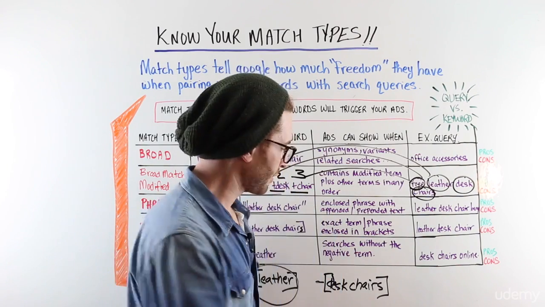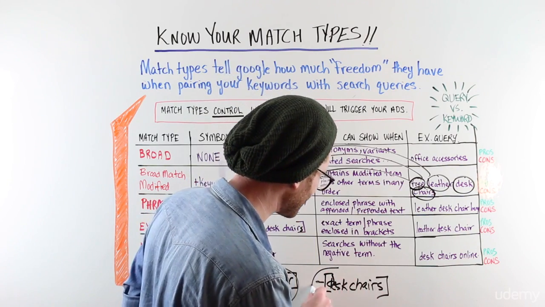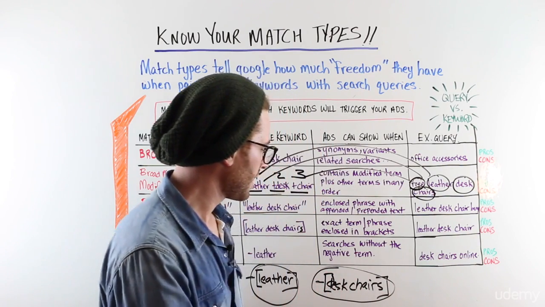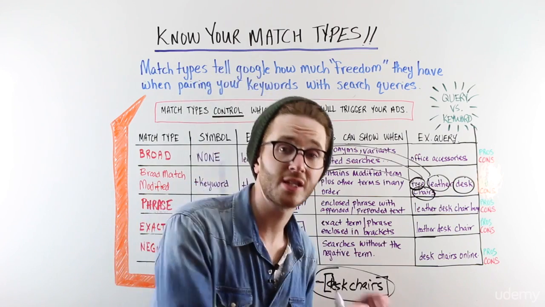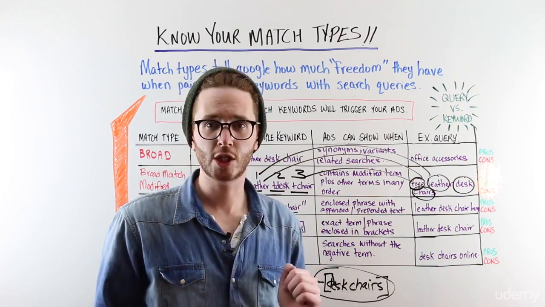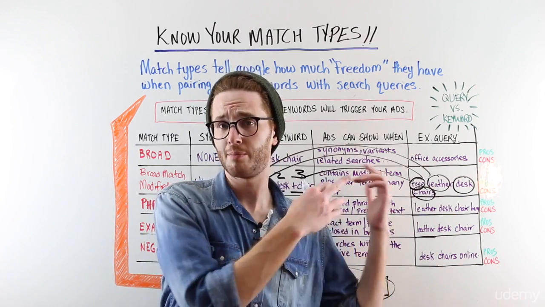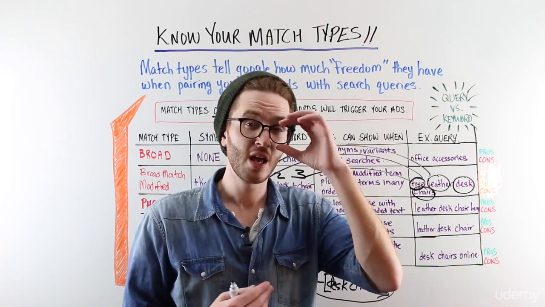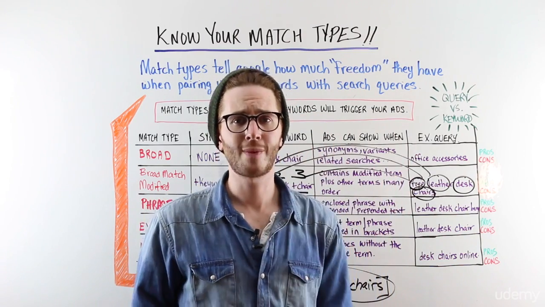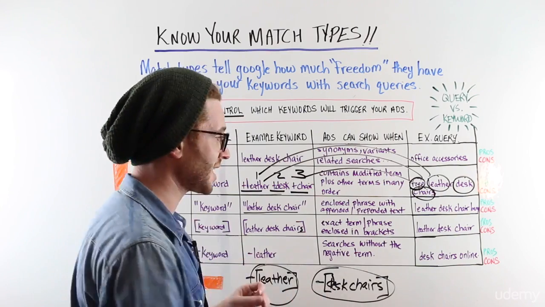The answer is yes, because I didn't knock out padded leather desk chairs. I only knocked out this exact term. I'm only telling Google that when someone just types in what's in these brackets, when somebody just types in desk chairs, then don't show my ad. But if somebody types in desk chairs plus my positive keywords, like padded leather desk chairs, then absolutely make sure you show my ad. So that's what an exact match negative keyword is.